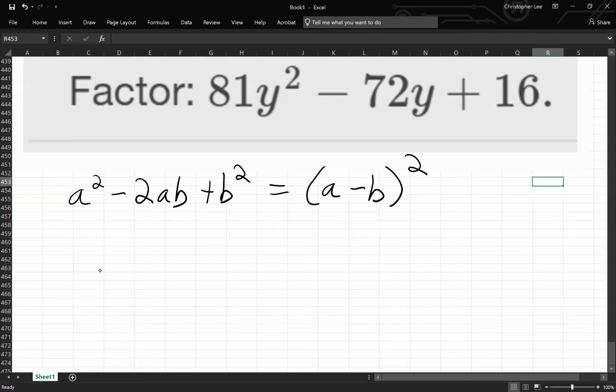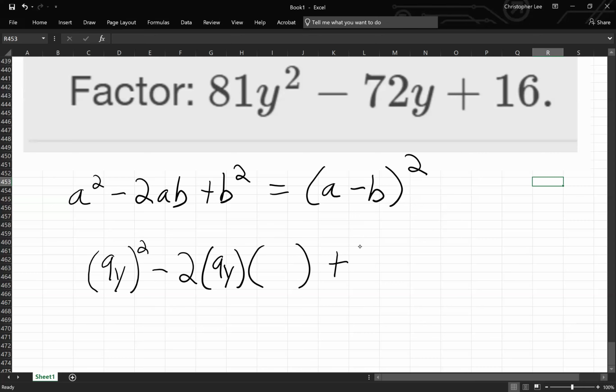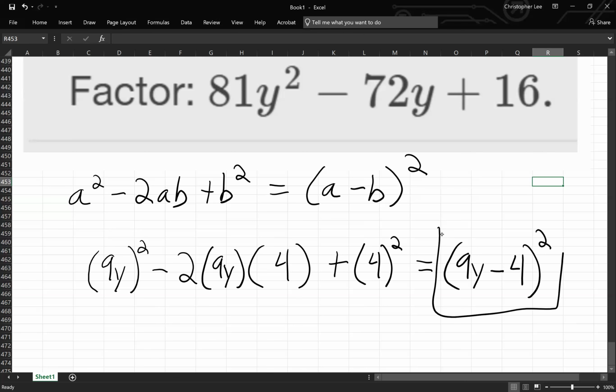All right, let's break this down. So I have 81y squared. That's going to be what? 9y squared. That's how I get the 81y squared. Minus the 2 times the a, which is 9y, times the b, which I'm not really sure about. So let me just do the b real quick. 16, which is just 4 squared. So I'm going to write 4 right here. There we go. And you know that this is corresponding to what? The a, which is 9y, minus the b, which is 4, and then squared. This is my answer.